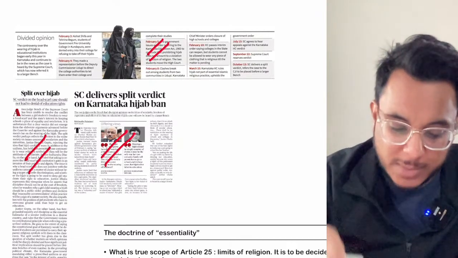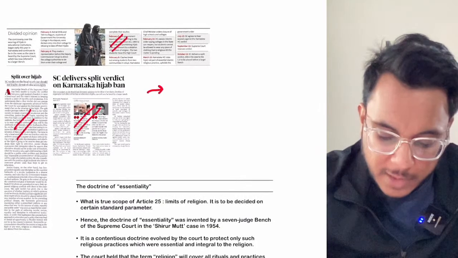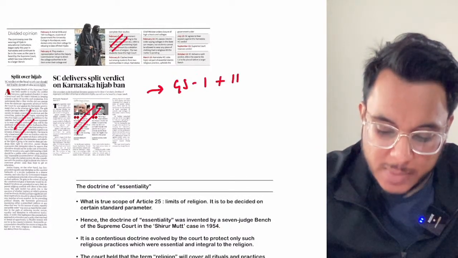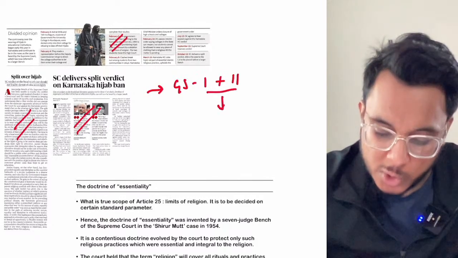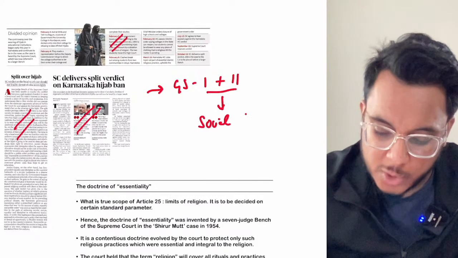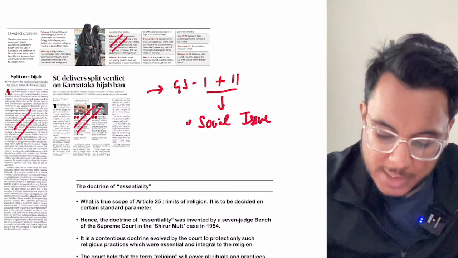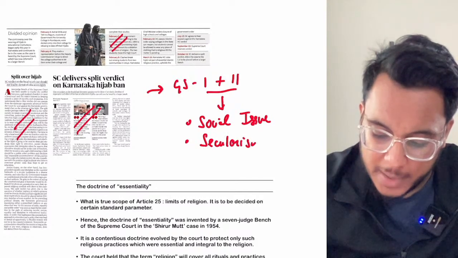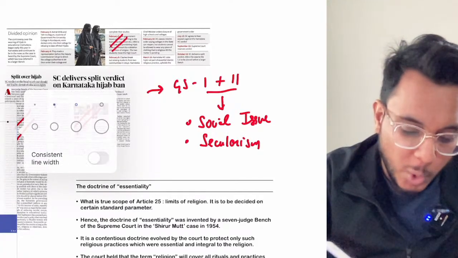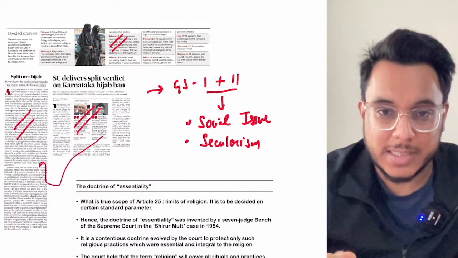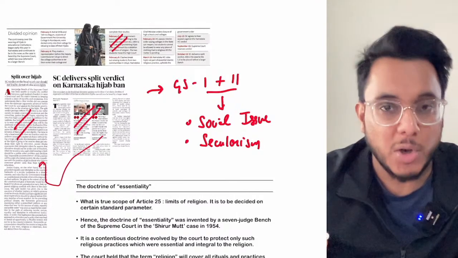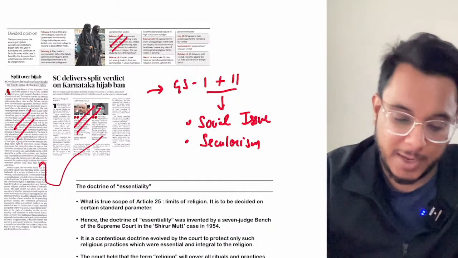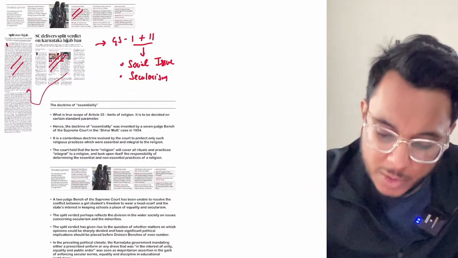Now this particular article first of all will be important for GS paper number 1, as well as GS paper number 2 within the topic of social issues, as well as within the topic of secularism. This particular topic is going to be important. Now before going into this particular article as such that has come, I need to tell you some of the background, because if you don't know the background, you will not be able to understand this particular article effectively, okay. So the background.